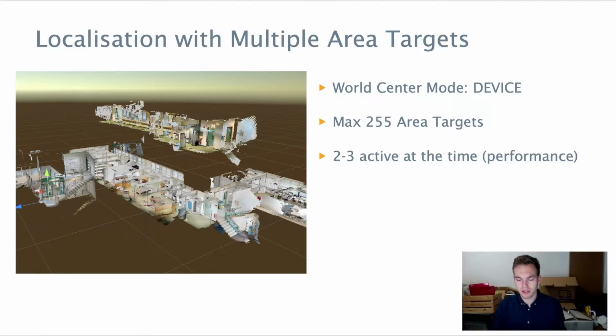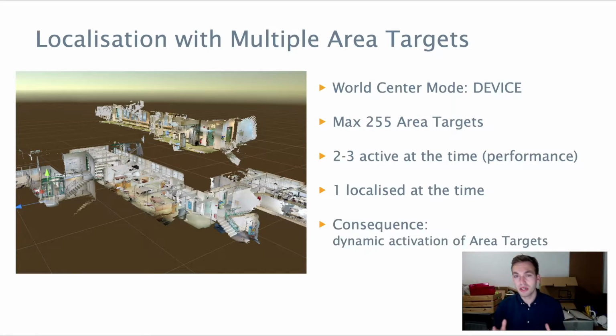So that means 2 to 3 are active and can be recognized, but only one can be localized. I hope that this makes sense. So you can only have one area target where you are currently really matching the stuff, but in 2 to 3 area targets it is looking for the correct area target. This means, of course, that if you have more than 2 or 3 area targets, you need to activate them on the run.